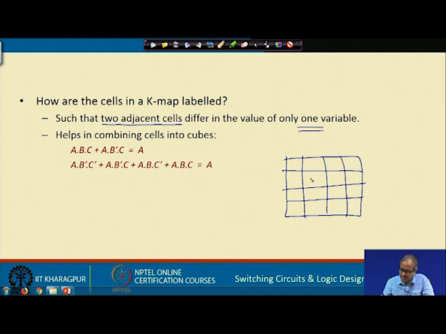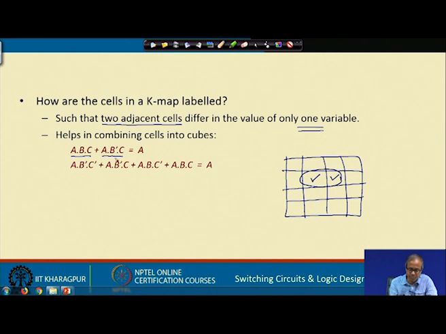Let us say I have one cell out here, one cell out here, these two are adjacent cells. Let us suppose one of these cells corresponds to the minterm A B C, the other one corresponds to the minterm A B bar C, which differs in only one variable B. So, if I have a pair of such neighboring true minterms, I can combine them into one.